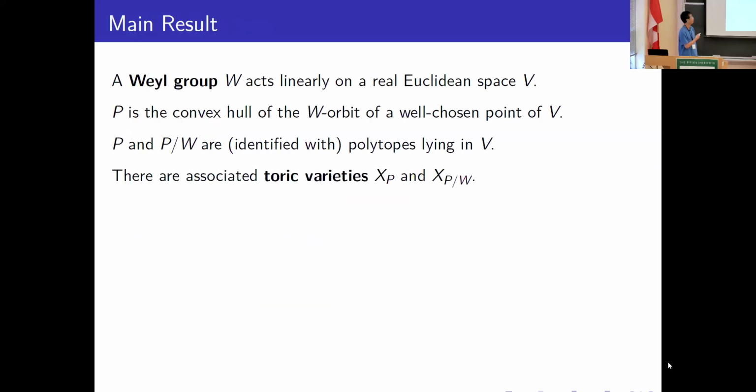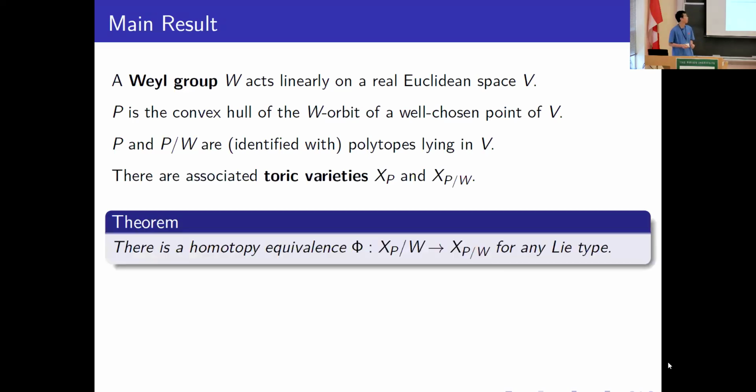So the first main result: a Weyl group W acts linearly on the real Euclidean space V, and P is the convex hull of the W-orbit of a point in V. P and the quotient of P are both polytopes lying in V. Hence, there are 2 associated toric varieties, X_P and X of the quotient. Our result is that there is a homotopy equivalence from the quotient of the variety to the variety of the quotient for Lie type A.